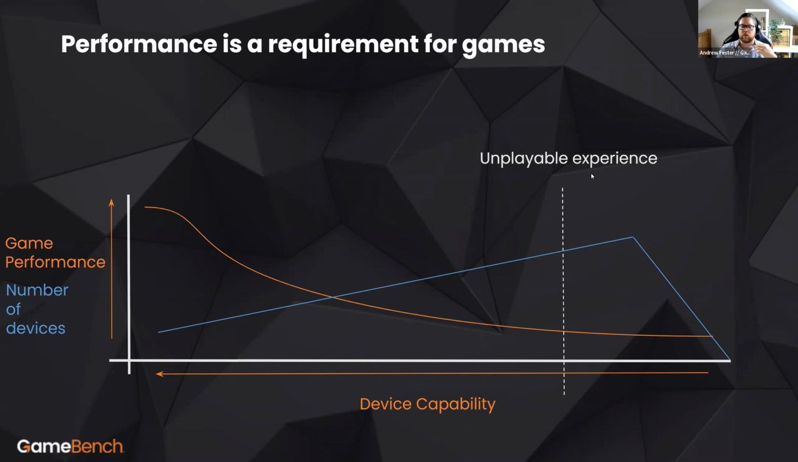So what we're doing here is, if we define a point at which the gameplay is unplayable, there is going to be this section highlighted here of users that can't play the game. Now, as we move that unplayable experience line further right and lower the minimum capability of the device that we can support, obviously we're going to lose out on less and less potential customers.